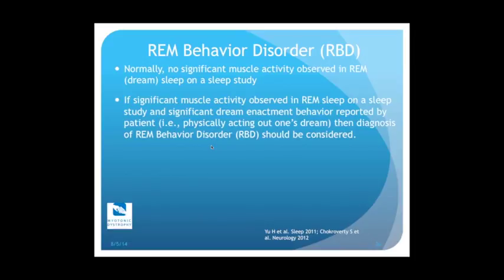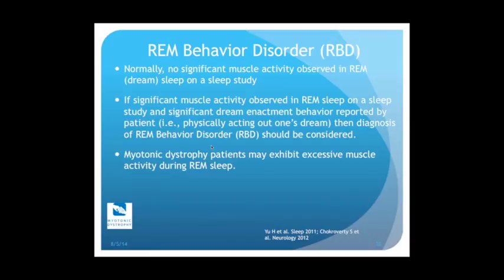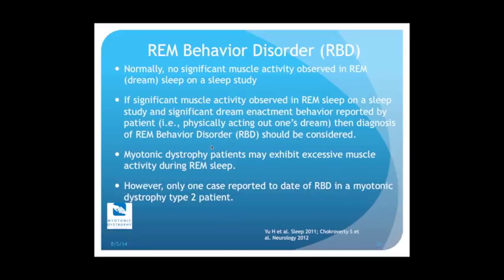Now, one caveat. In myotonic dystrophy patients, clearly there's some evidence to suggest that they have increased muscle activity during REM sleep. And remember, in normal REM sleep, dream sleep, we should be paralyzed. I am only aware of really one case report to date of REM behavior disorder in myotonic dystrophy, and that was actually in type 2. And there's a recent publication that just came out in type 2 myotonic dystrophy patients, and they didn't find any evidence of REM behavior disorder as well.